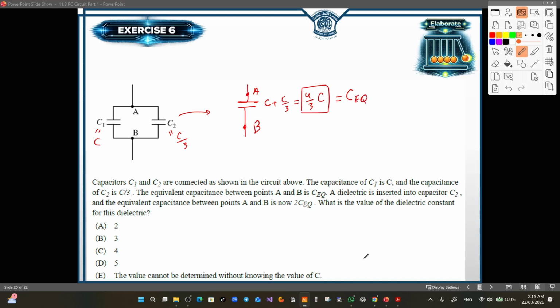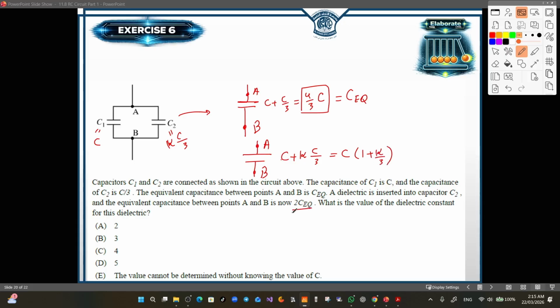Now, a dielectric is inserted into capacitor C2. And the equivalent capacitance now becomes double the one that we found in the previous trial. So after we insert the dielectric material, the C2 will be promoted into kappa C over 3. So after we add them to get the equivalent, C plus kappa C over 3, we can take the C as a common factor. So 1 plus kappa over 3.